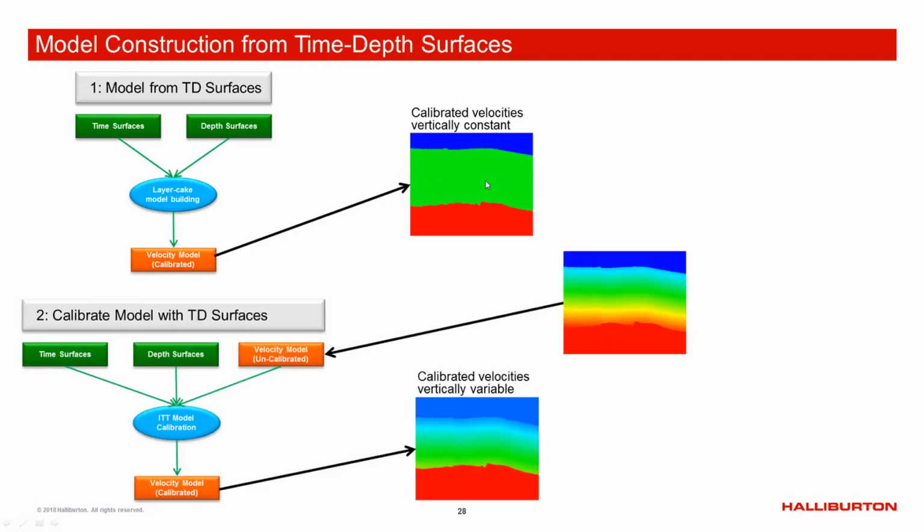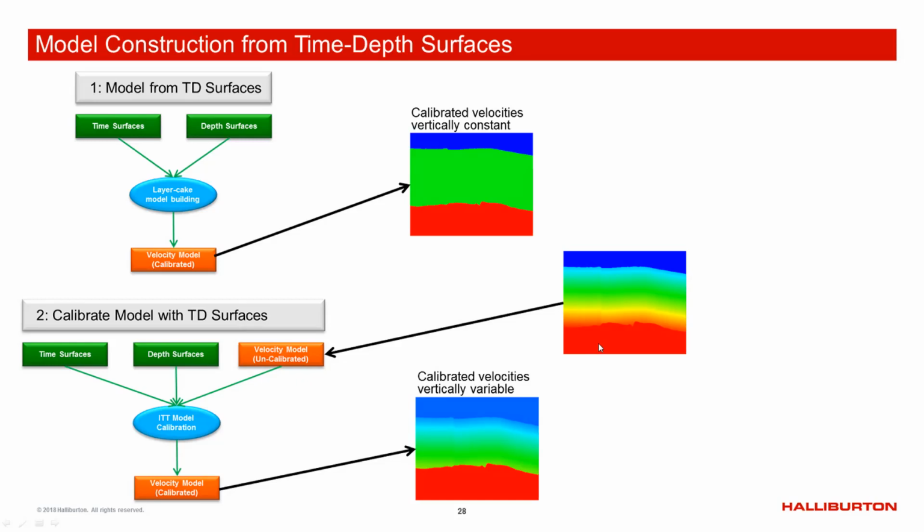Now, if you want the velocities to be vertically and laterally variable, what you could do is input your seismic velocities as a background. So here is maybe some seismic velocities coming in, and then we apply these time and depth surfaces to calibrate this model. Essentially, what this tool would do is stretch and compress this background velocity model to get it to tie our time-depth surface velocity model. So it's actually a very powerful tool.